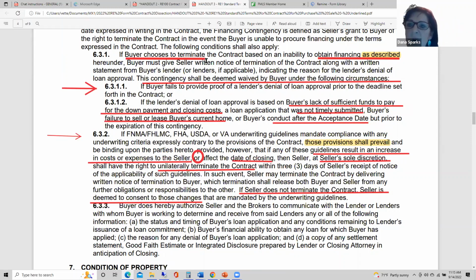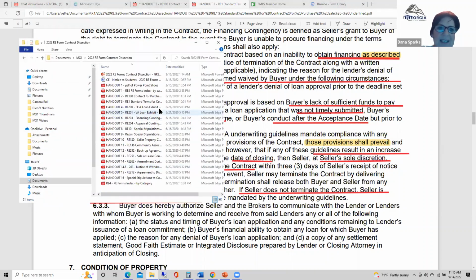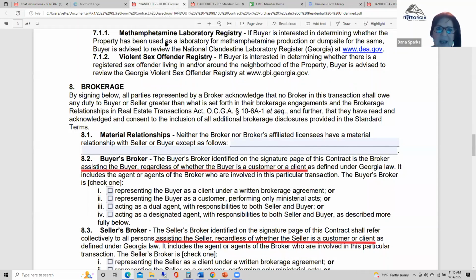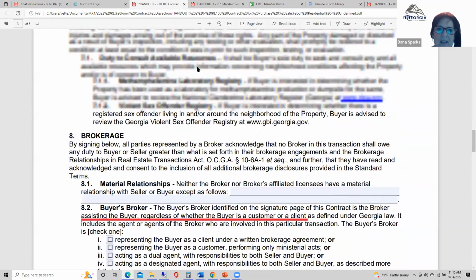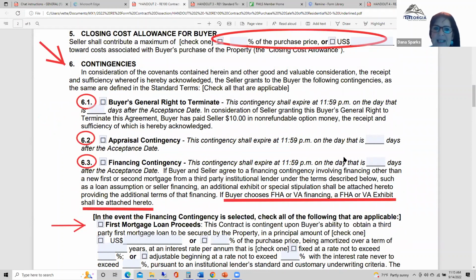Okay, Charlotte, great question. Wouldn't the FHA or VA exhibit override the appraisal contingency? Well, let's just look at the FHA and VA exhibit in the RE forms. You guys do not assume anything. You've got to read your contracts. Here's the RE forms FHA exhibit. And there's no time frame, because where's the time frame? The time frame for the financing is in the purchase and sale agreement.